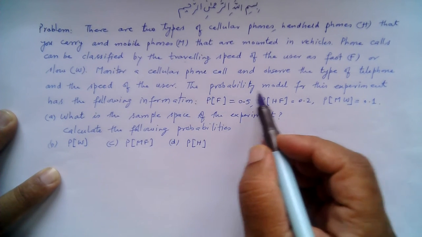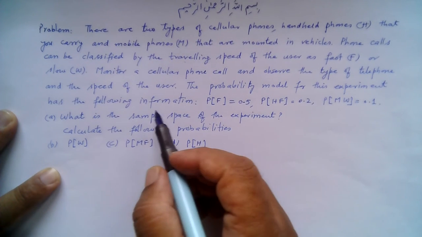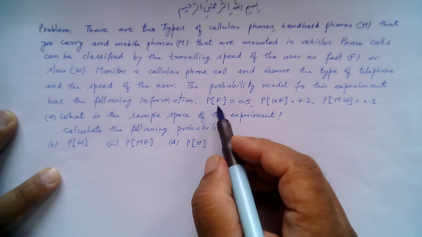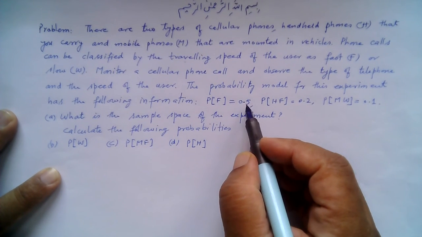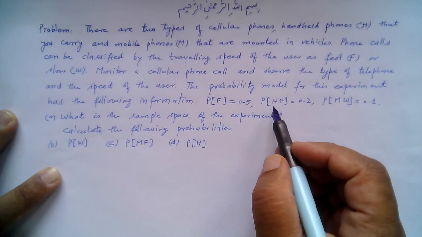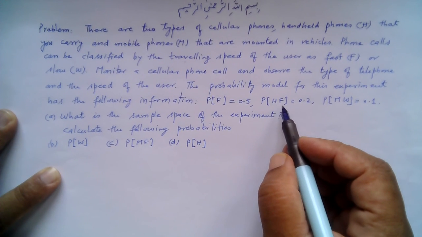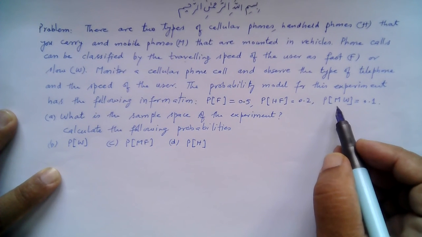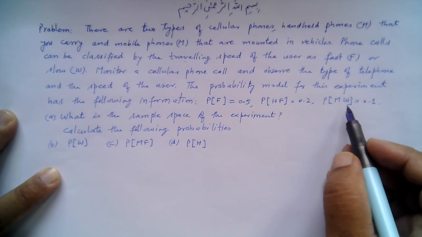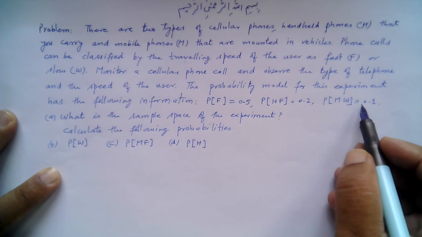The probability model for this experiment has the following information. Probability of F, that is the probability that the user is fast, is equal to 0.5. Probability of a handheld phone that is fast, HF, is equal to 0.2. Probability of the mobile phone which is slow, that is probability of MW, is equal to 0.1.